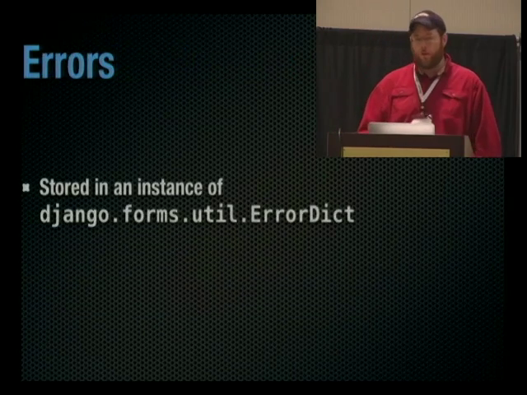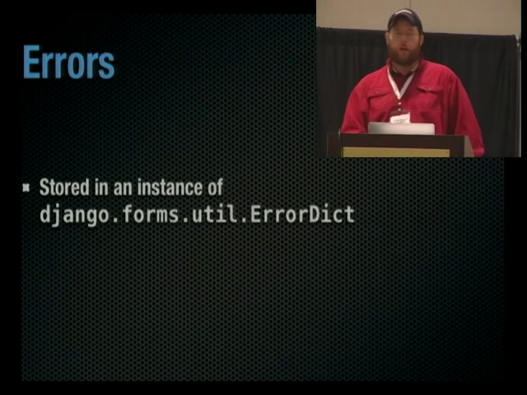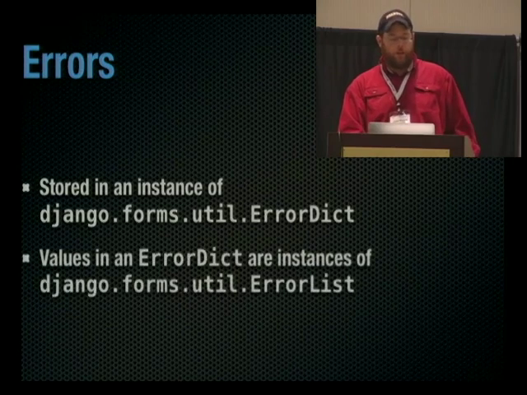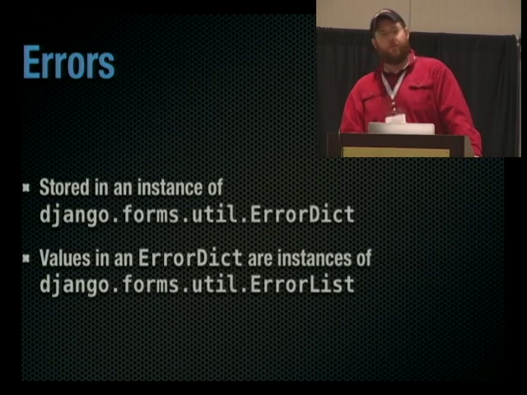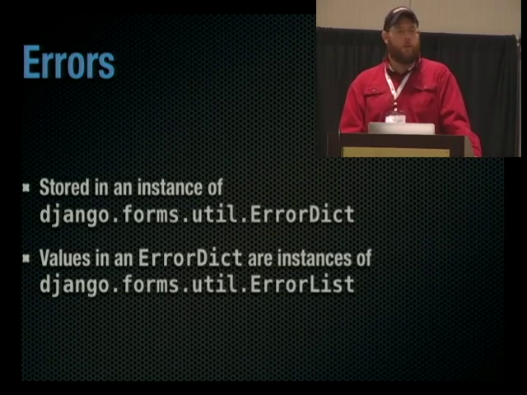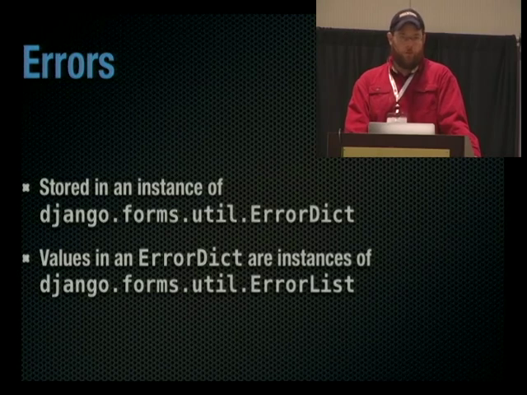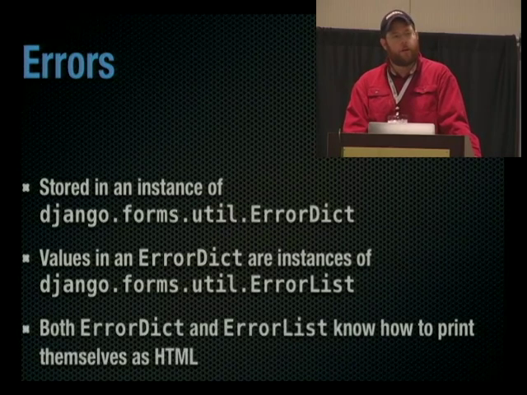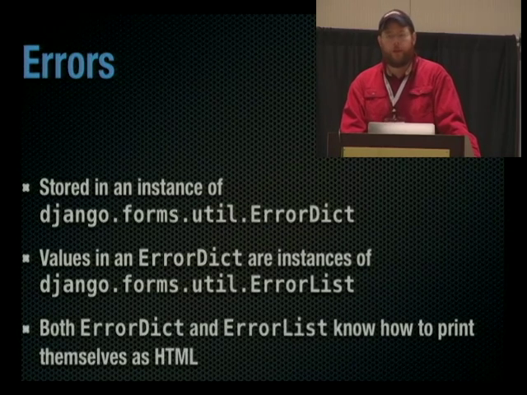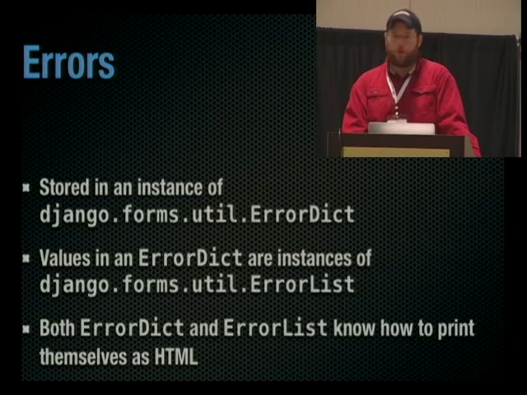Errors themselves are stored in instances of ErrorDict, which is fun because each error in there is an instance of ErrorList. So what you end up with is a dictionary where the keys are names of fields or the special form level key __all__. And each one of those is an ErrorList, because ErrorList and ErrorDict both know how to print themselves as very nice HTML, which saves you a lot of trouble and lets automatic form rendering look as good as it does.